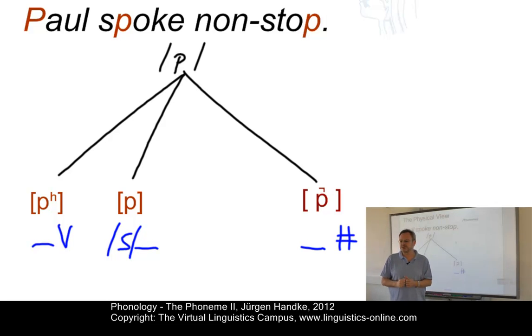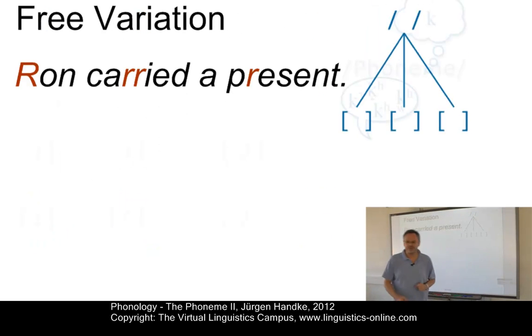Let us now look at another example where we focus on the realization of orthographic R. That R is a phoneme in present-day English can quickly be shown. In our sentence, Ron carried a present, you can contrast Ron with Don or with Gon, and immediately you get different meanings. So the R must be a phoneme in its own right. Or take present, in which case you could contrast it with pleasant. Okay? So the R must be a phoneme.